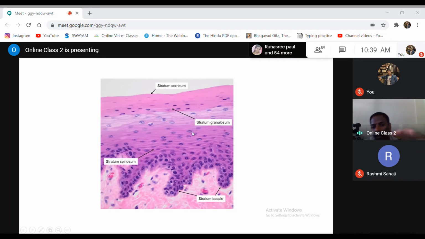So normally you have to find this grading or differentiation as you move from the basal layer to the outer corneal layer. This is what you call normal polarity. That means the normal arrangement. The architecture is arranged in a normal manner.